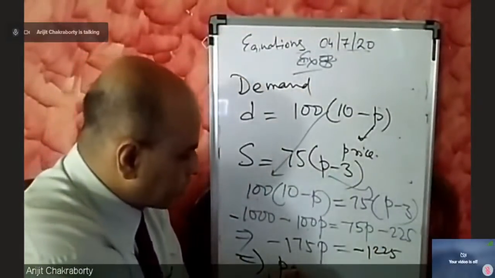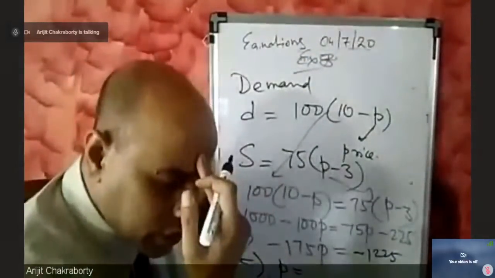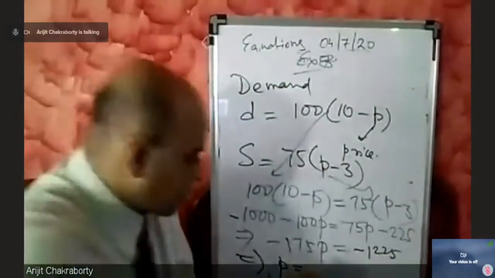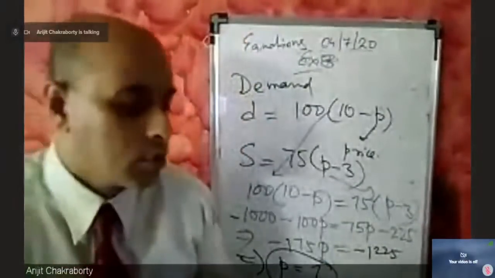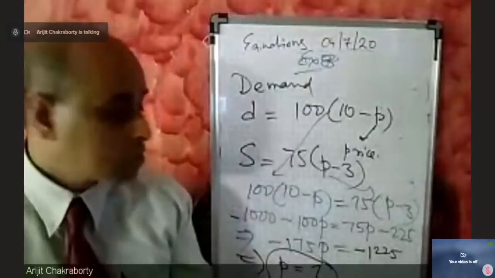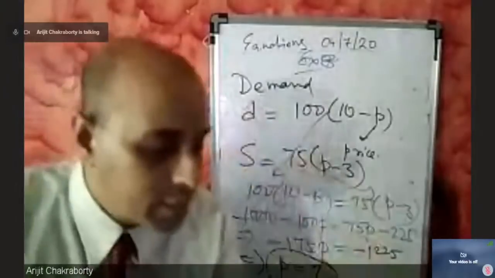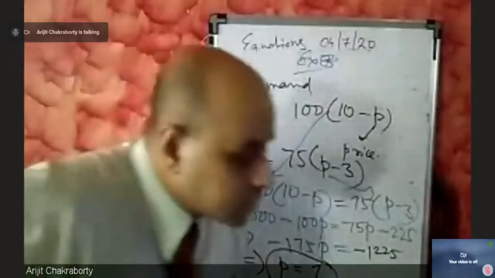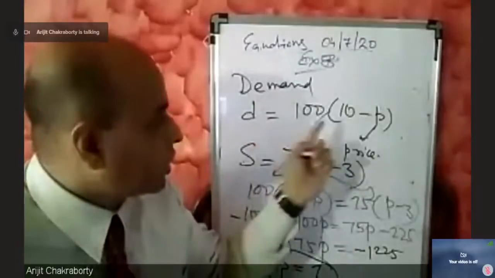This means P comes to 1225 by 175, and I think it works out to 7. Yes. 175 into 7 is 1225. So P equal to 7. Right? So we have got the price: rupees 7 per kg. Now the question was, please tell us what will be the price and the quantity that is going to be bought and sold. So what will be the quantity which will be bought and sold? Very simple. We know the demand. Demand for the product is 100 into 10 minus P.